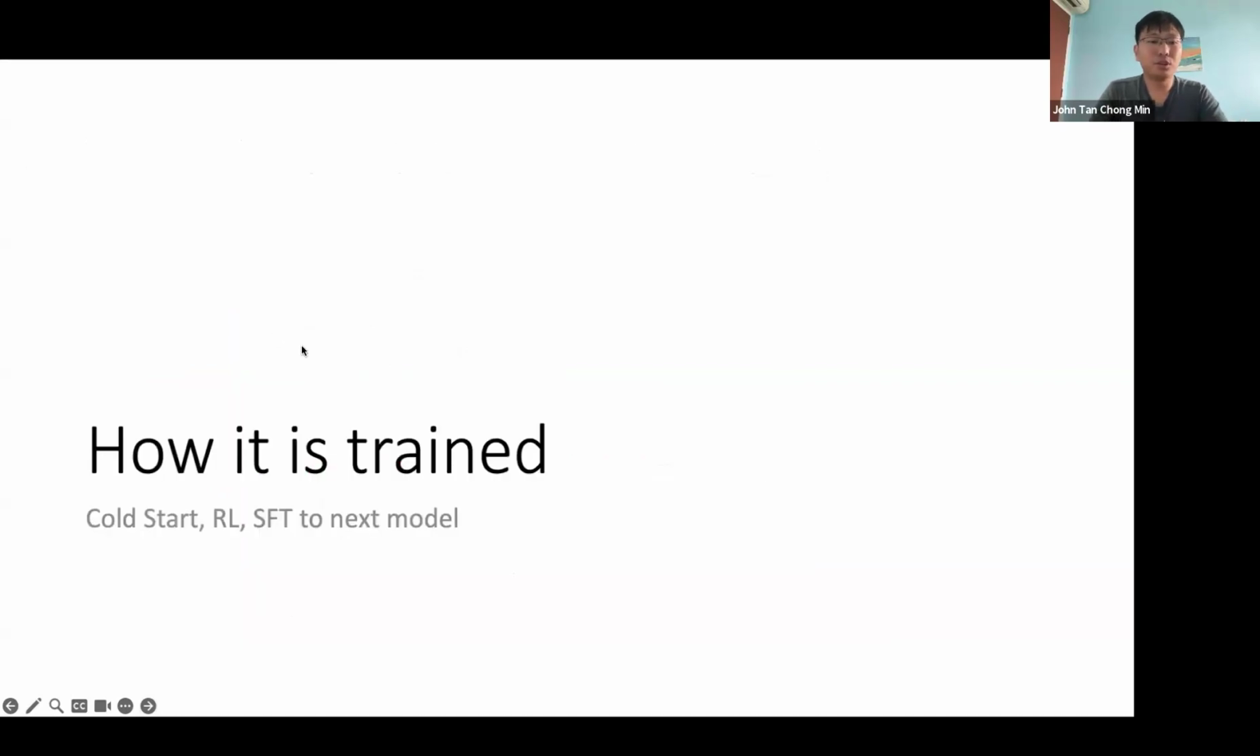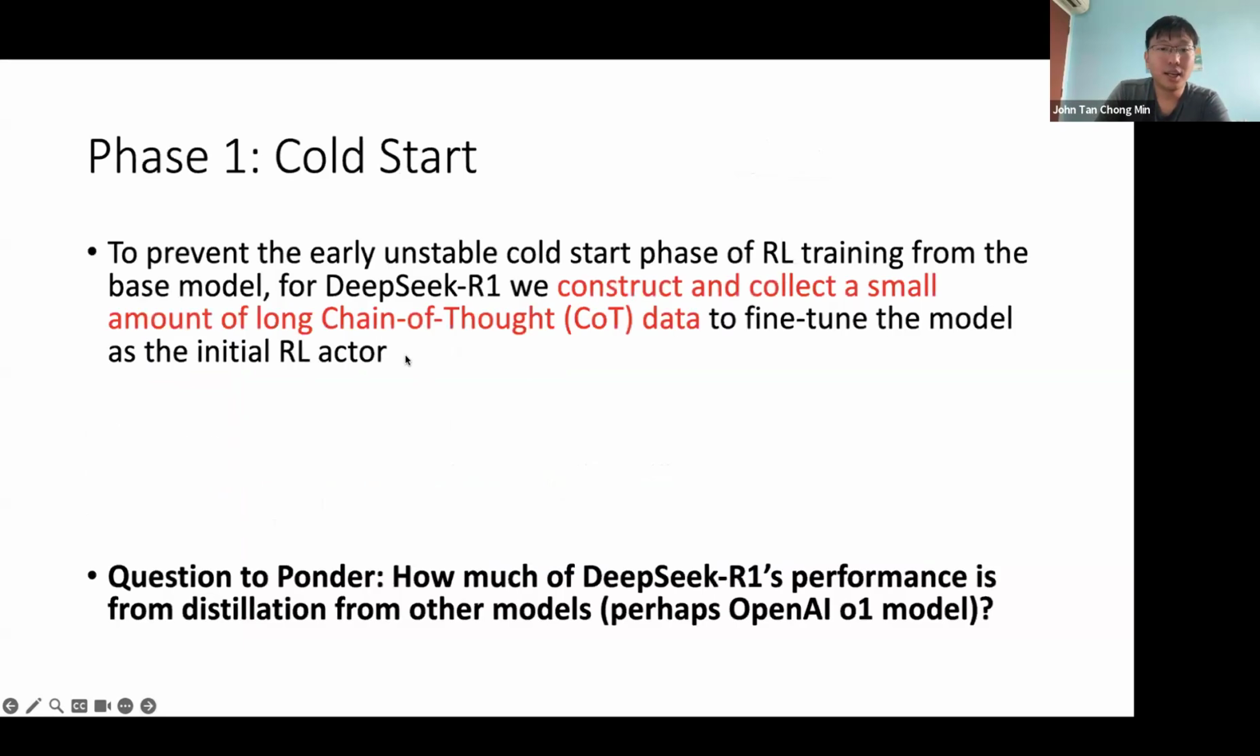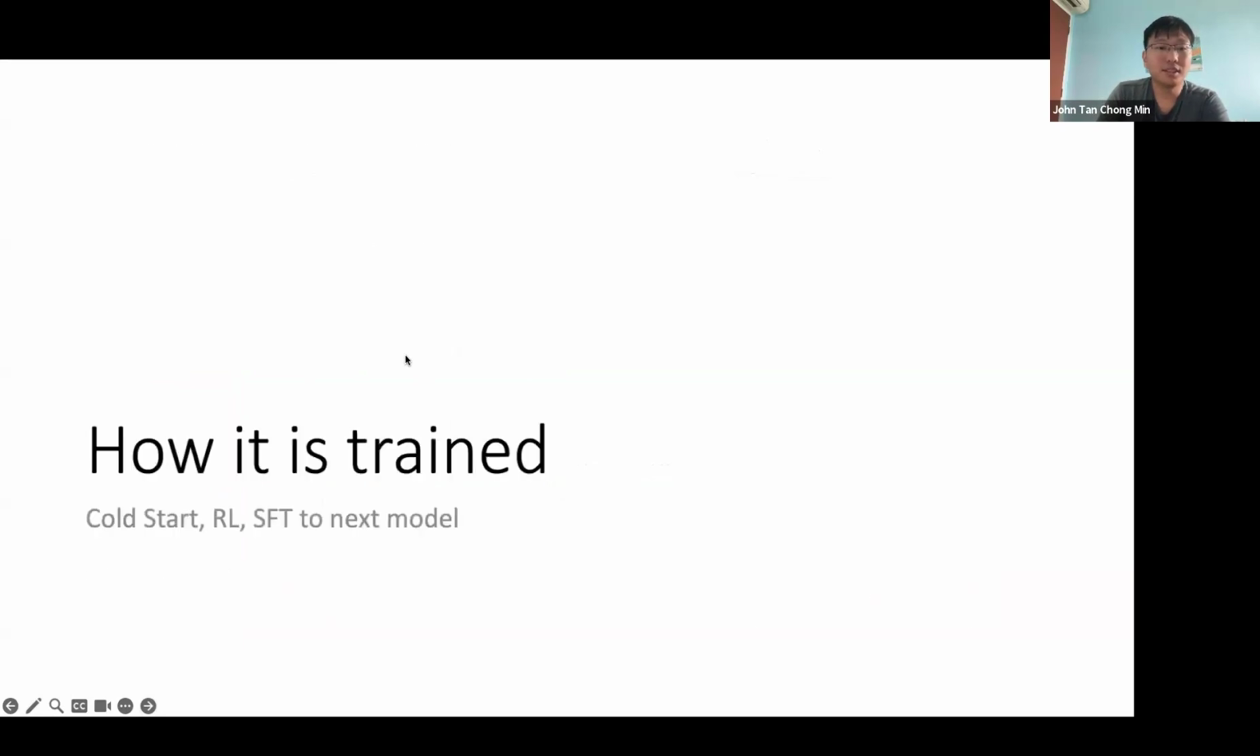Okay, so now we move on to how the model is trained. There are 3 steps. First step is the cold start. Second is the reinforcement learning. And third step is the repetition of the whole process by distillation to the next model. So let's see how this is done.